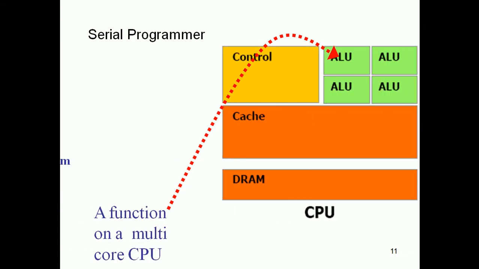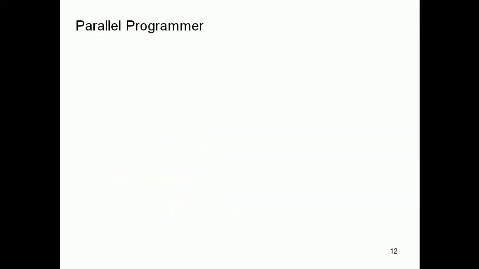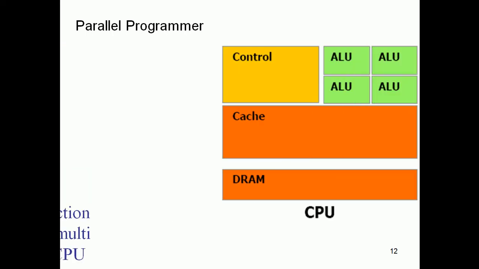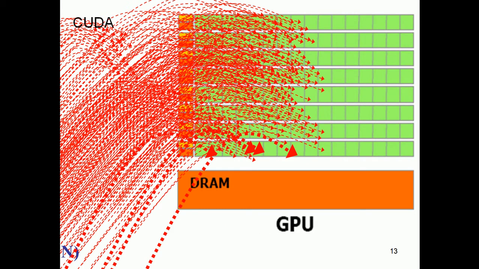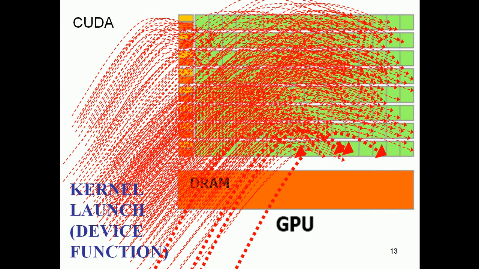Serial programming: in serial programming, a single thread is attached to the ALU. In parallel programming, multiple threads are run simultaneously. Since CUDA is parallel programming, it launches thousands of threads simultaneously on the GPU.